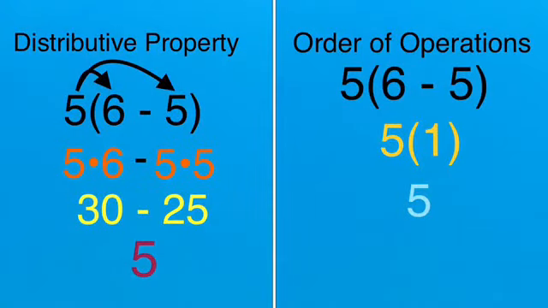This is a side-by-side comparison of using the distributive property and the order of operations to simplify the exact same expression. Just remember that when using the distributive property, after you have distributed the number on the outside to all the numbers on the inside, you must then follow the order of operations to finish simplifying.